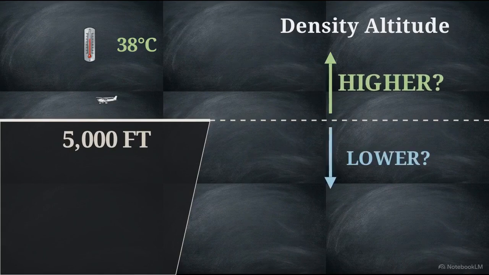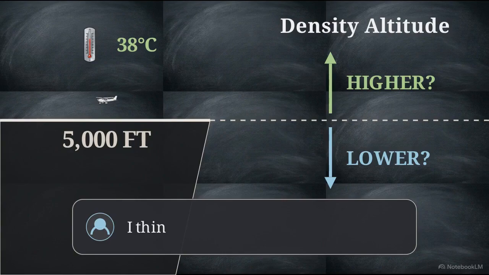Do you think the density altitude is higher or lower than the 5,000 feet shown on the map? Write your guess in the comments before we run the numbers.